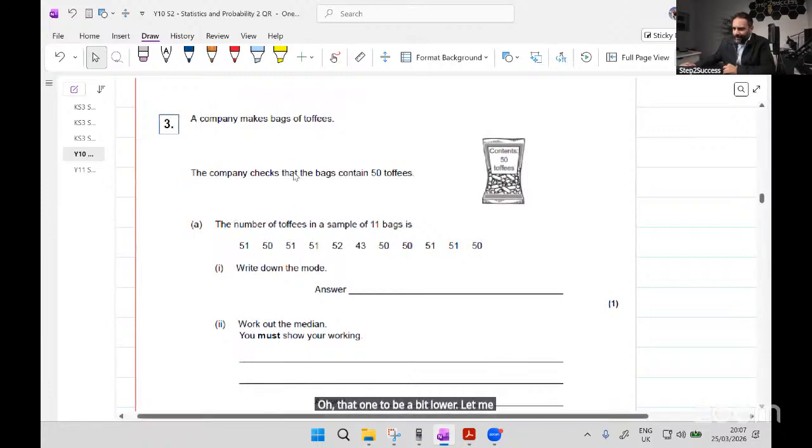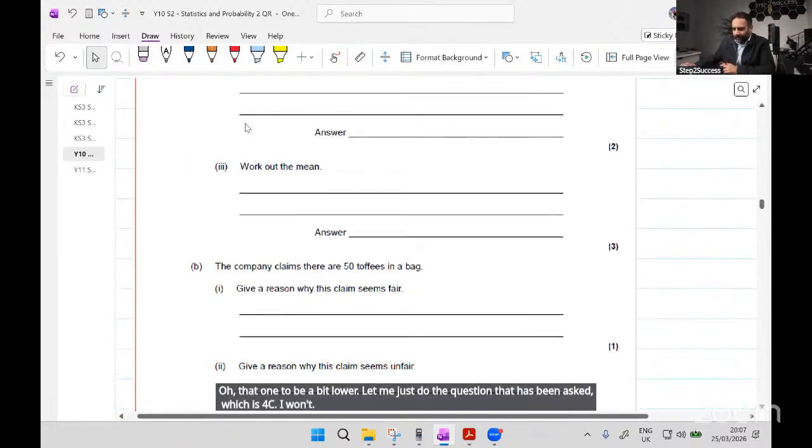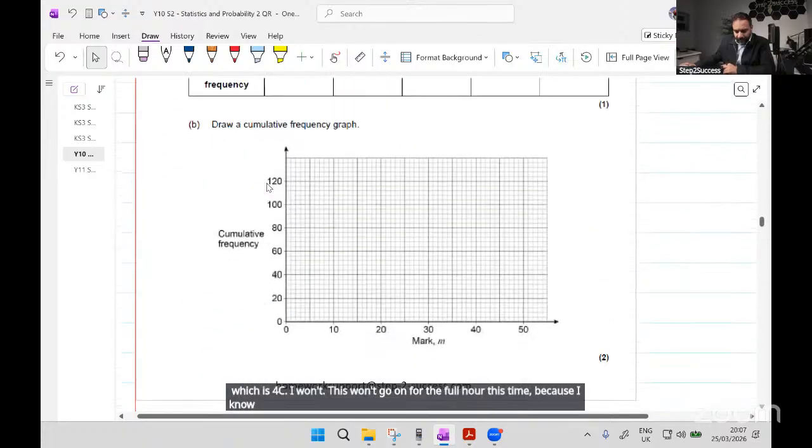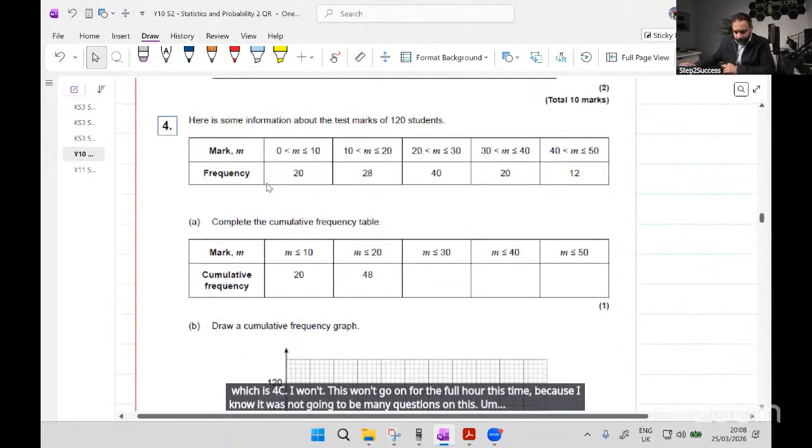Let me just do the question that has been asked, which is 4C. This won't go on for the full hour this time because I know that there's not going to be many questions on this. Right, I'll have to do all of this.